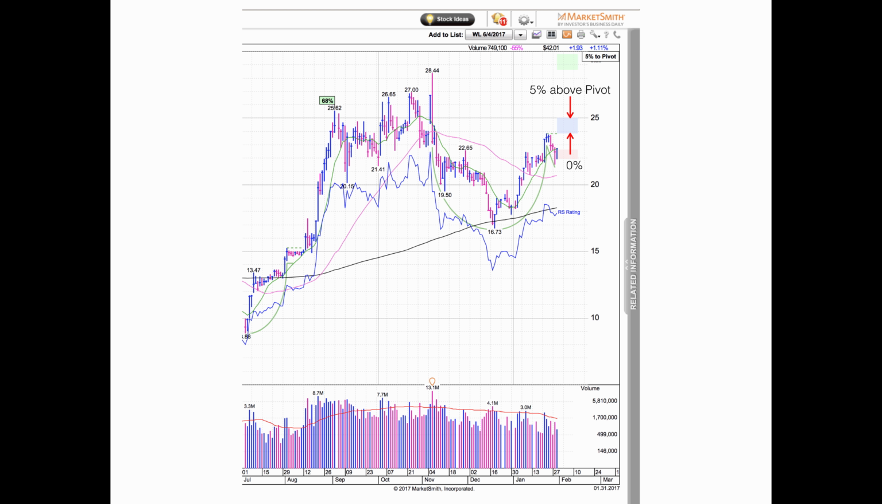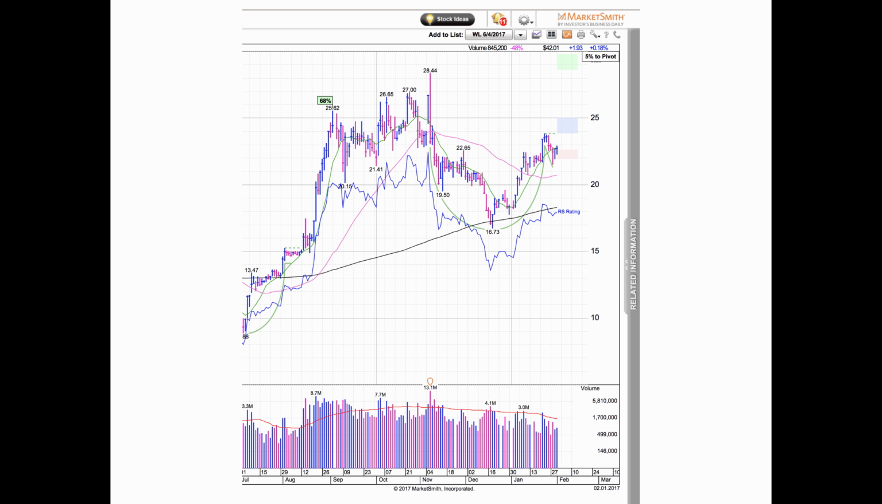Now this is important. You can't be chasing these stocks. You try to get them as close to the pivot point as you can, and you don't want to be buying them above the 5%. And you're going to see why in a second. But you want to try to get it as low in that blue box as possible. In fact, some people have early entries to try to even get in better than the pivot point.